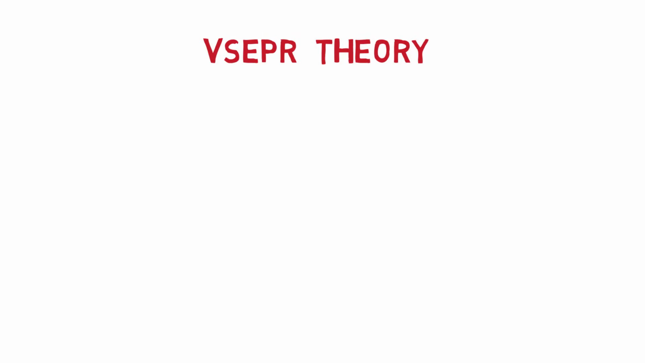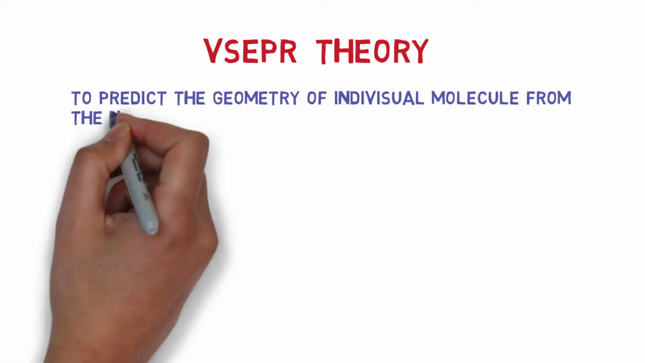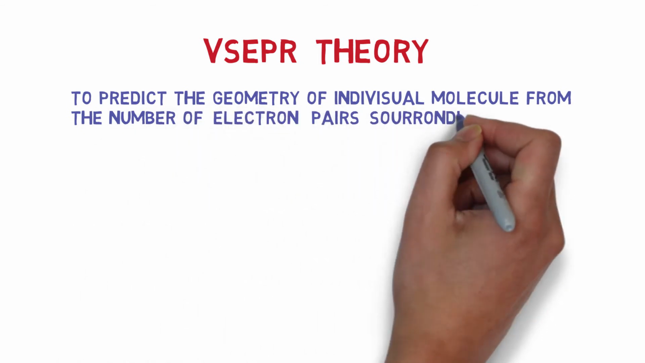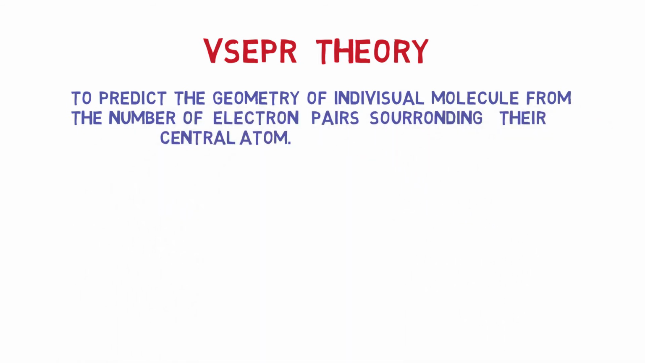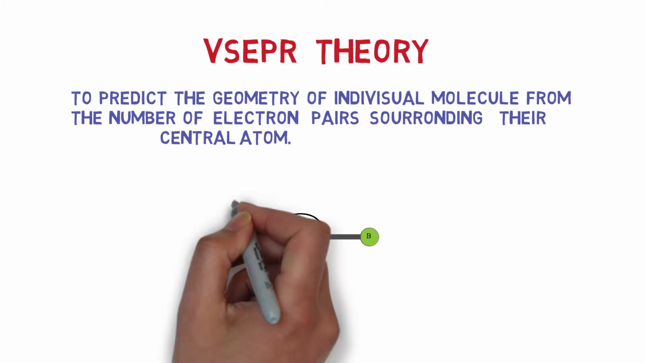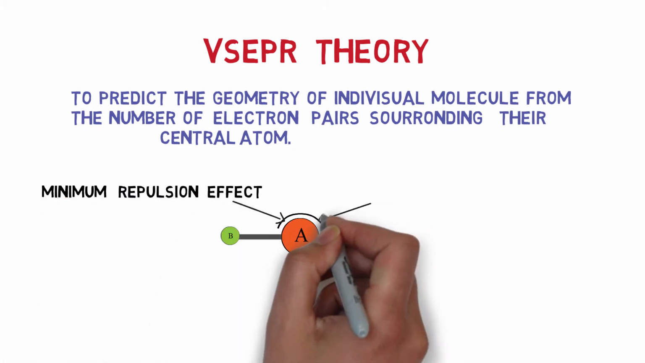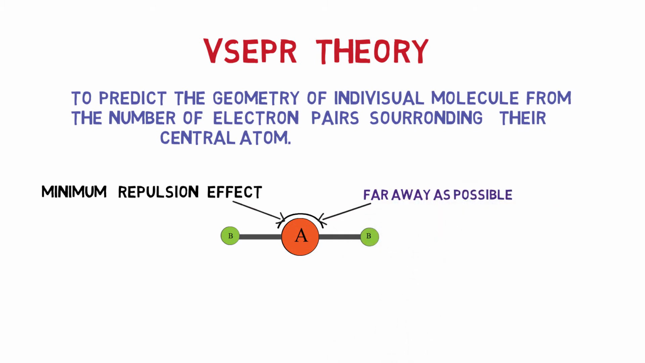VSEPR theory. Valence shell electron pair repulsion theory is a model used in chemistry to predict the geometry of individual molecules from the number of electron pairs surrounding their central atom. This model assumes that the electron pairs will arrange themselves to minimize the repulsion effect from one another. In other words, the pairs of electrons are far apart from one another.